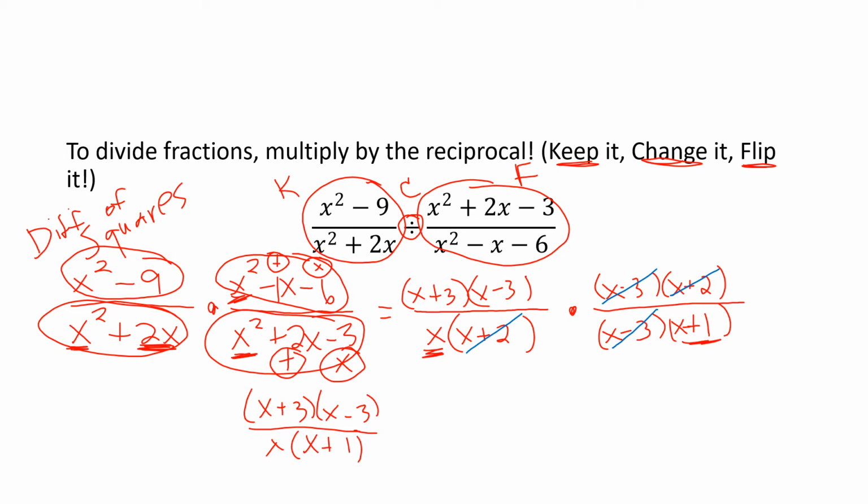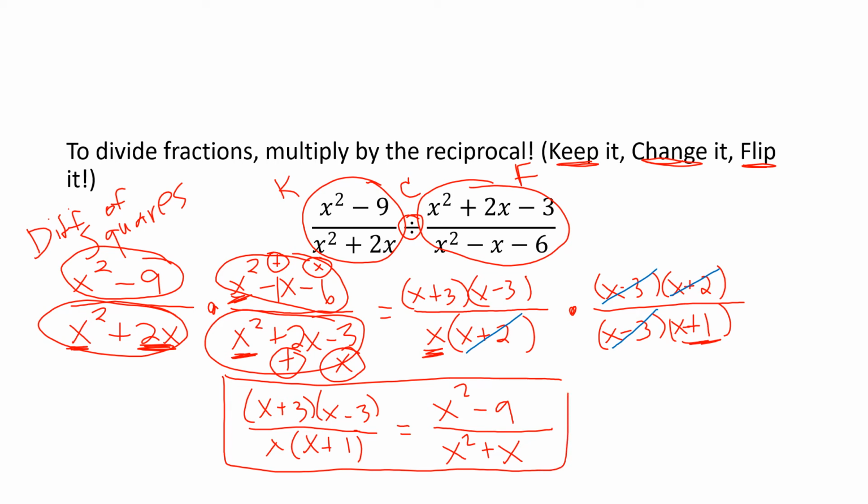Now, you can either leave your answer just like this in factored form, or if you want to, you can actually multiply this stuff back together. So if I were to multiply this together on top, I would end up with x squared minus 9. And if I were to multiply it back together on the bottom, I would end up with x squared plus 1x. Either of these would be a fine way to write your final answer.